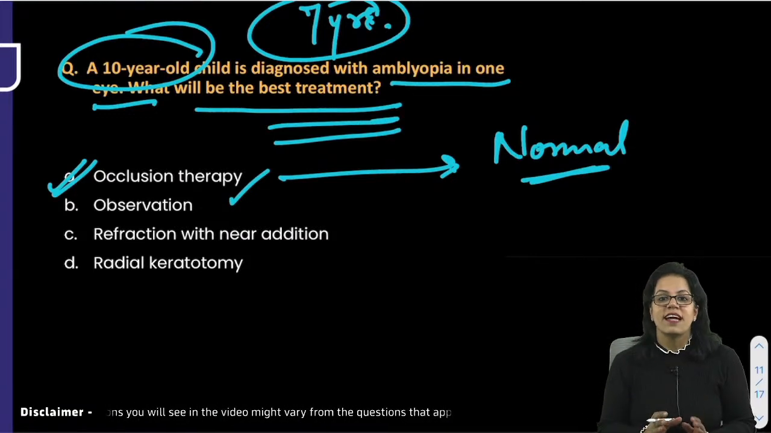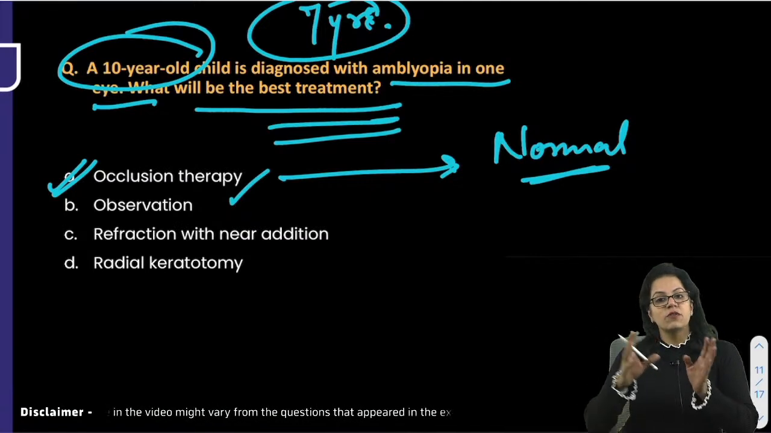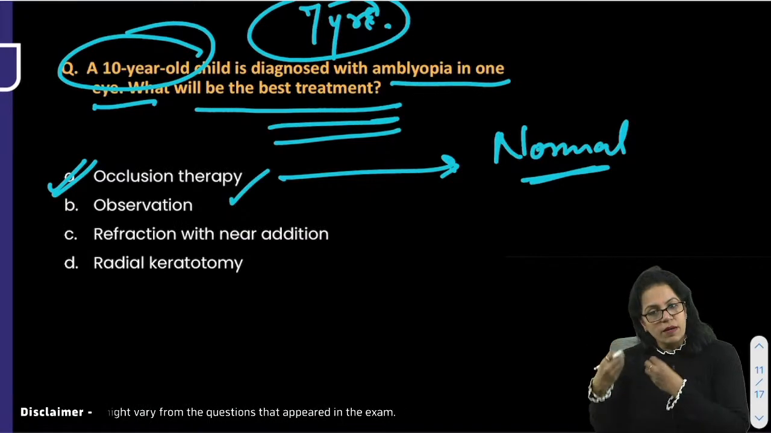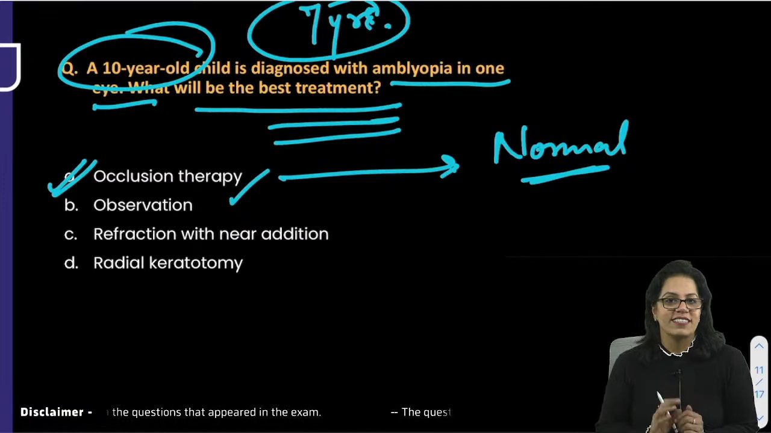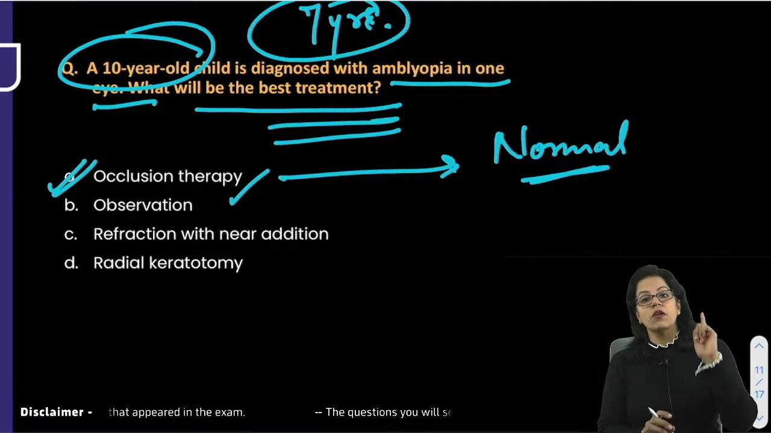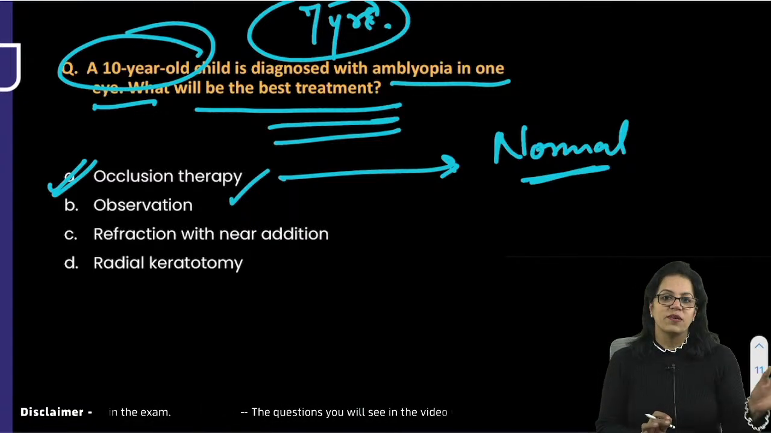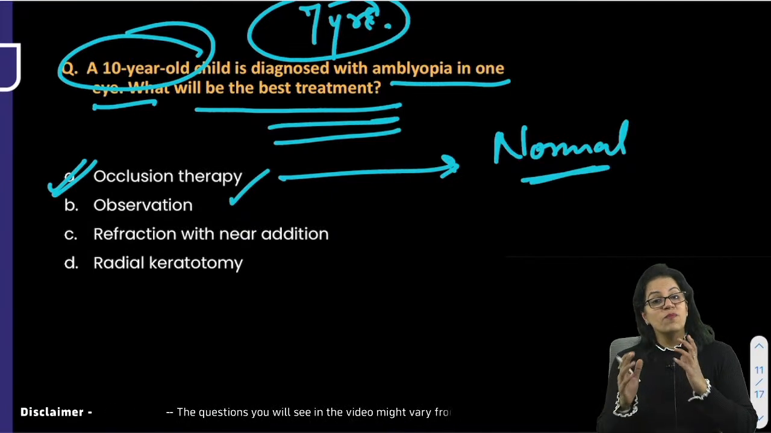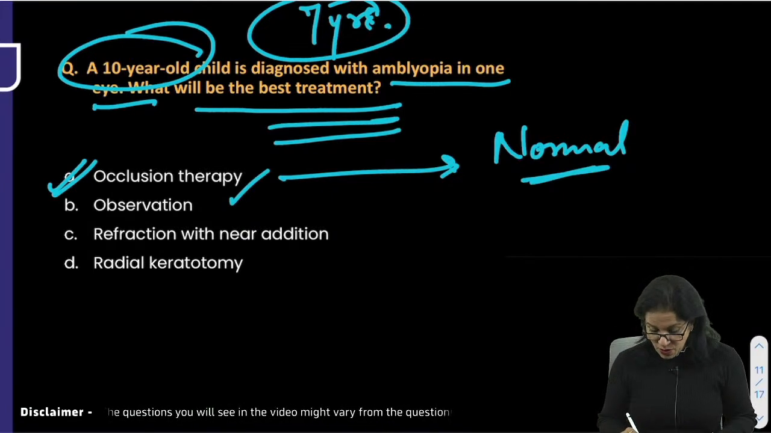So please remember that you don't occlude the amblyopic eye, it will become more lazy, good for nothing, it's already. And if you occlude the normal eye too much, that can also become lazy. So how much occlusion for the normal eye? Just remember, the occlusion should not be more than 4 to 6 hours per day.